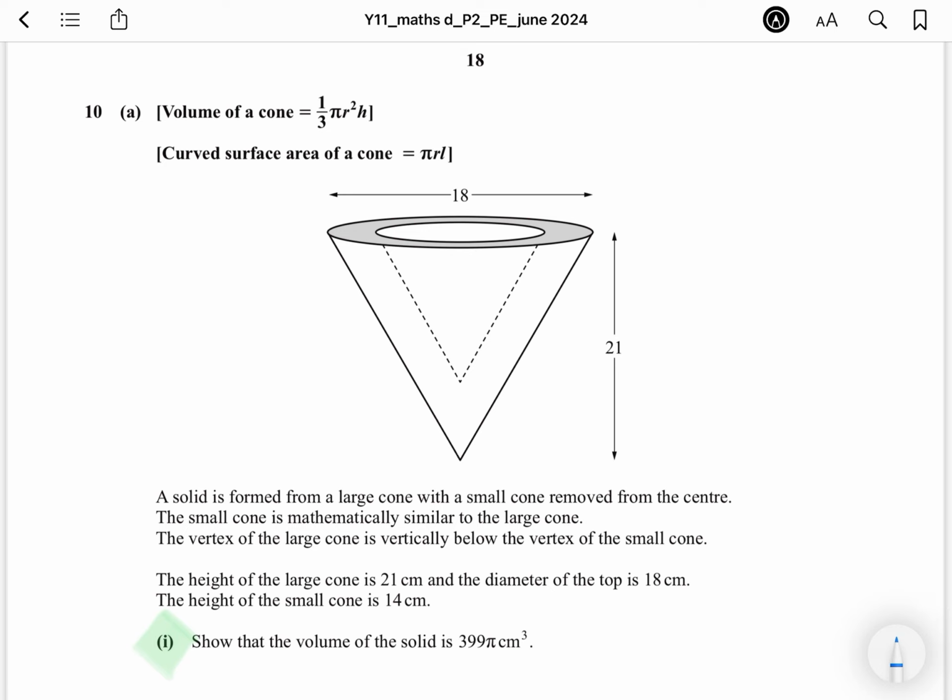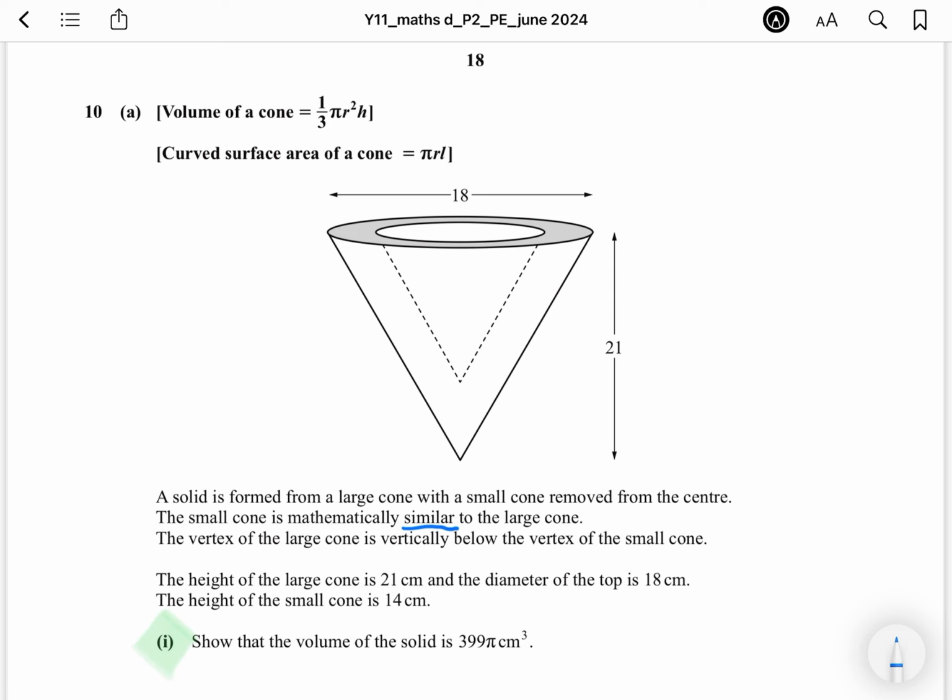Question 18. So this is the volume and curved surface area. The solid is formed from a large cone with a small cone removed from the center. So the center is hollow. The small cone is mathematically similar. Now that's very crucial, the word similar there, because of a lot of things.